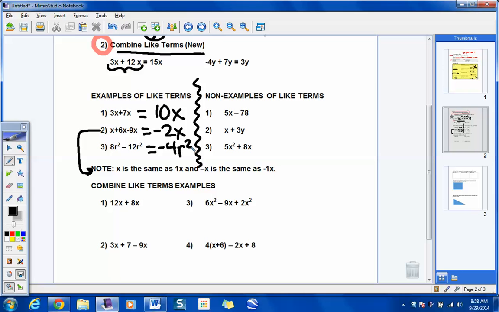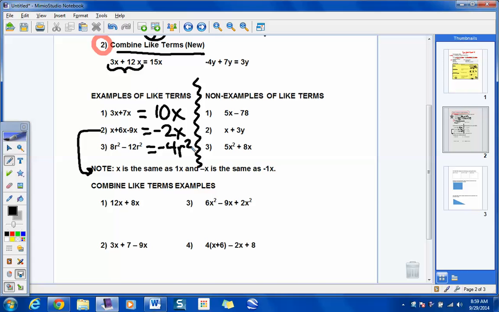Now over on the right, I've got some non-examples of like terms. What makes 5x minus 78 a situation where you can't combine anything? Because the 78 doesn't have an x, the 5 does, therefore, can I put them together? No. The answer is what? No. No. How about the next one?